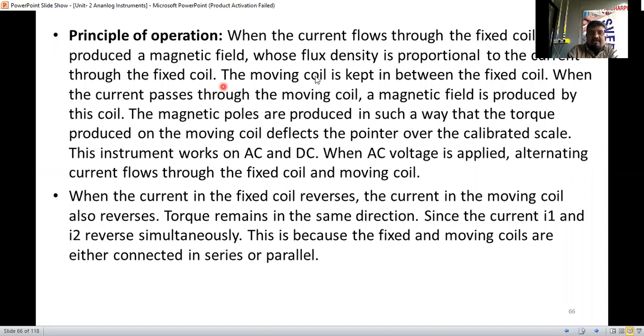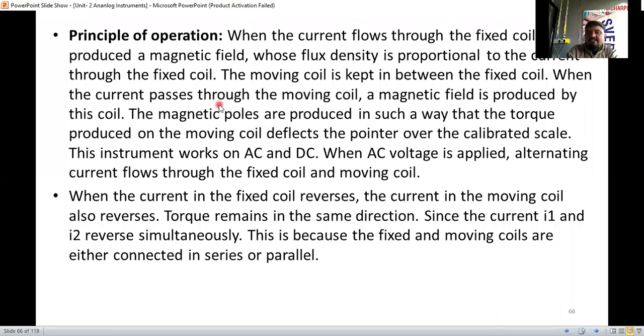Yes, that flux density is directly proportional to the current flowing through the fixed coil. You can see here now, the moving coil is kept in between these two fixed coils. Half of the fixed coil we have placed here, and in between the two halves of the fixed coil we have already placed the moving coil.